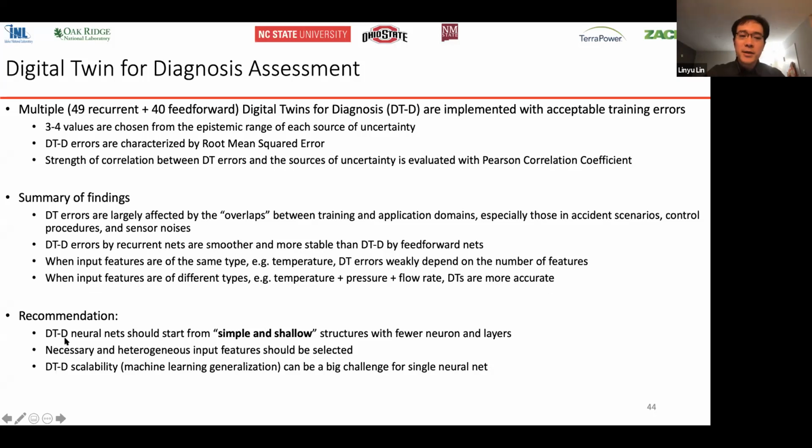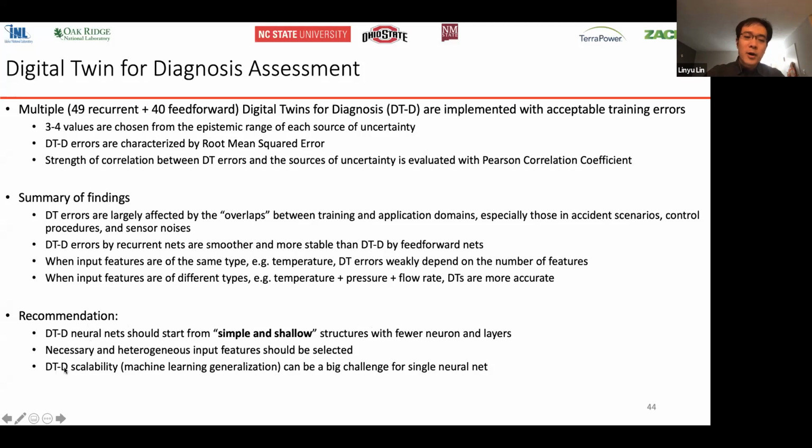So the recommendation is, if we are going to implement the digital twin for diagnosis with neural nets, we should start from a simple and shallow structure that has fewer neurons and layers. And also, we should have only necessary and heterogeneous input features for the diagnosis system. More features do not necessarily give us better performance.